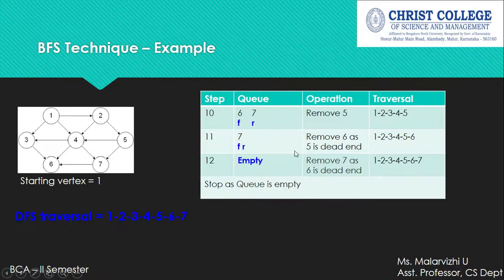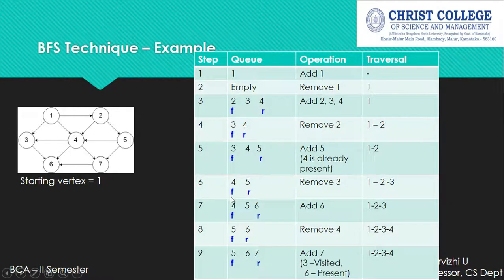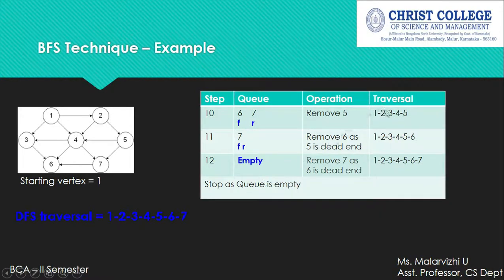In the next step, we are removing the element from the queue. The front was initially pointing to 5. So now it is removed and it is added to the traversal list: 1, 2, 3, 4, 5. In the next step, we have to find out which are all the adjacent unvisited vertices of vertex 5. The adjacent vertices of 5 are 4 and 7. So 4 is already visited and 7 is already present in the queue. So we are not adding anything.